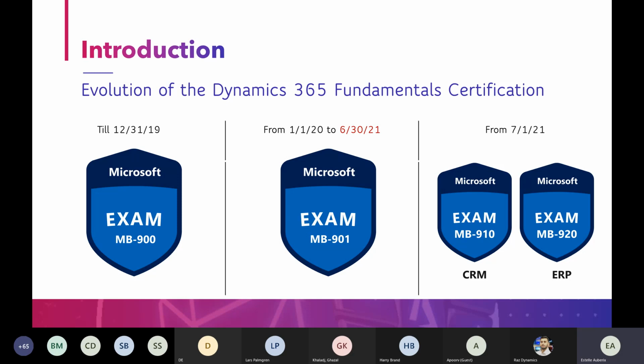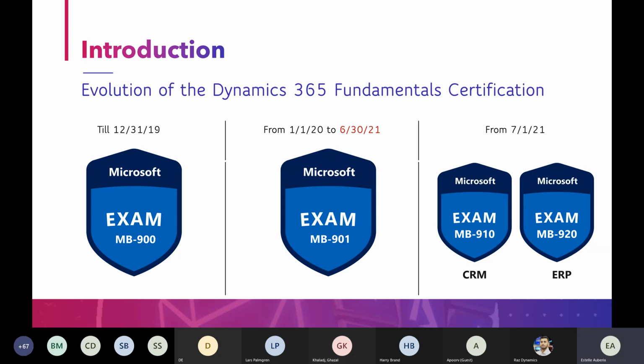So the quick introduction: there was an evolution of the Dynamics 365 fundamental certifications. At first, it was only one exam, which was MB 900. And then from last year, it was MB 901. The difference between the two exams is that in the first one, we have a lot of Power Platform questions and subjects. In MB 901, it was more focused on Dynamics, because there was also the PL 900 Power Platform Fundamentals. So the exam was split in two.